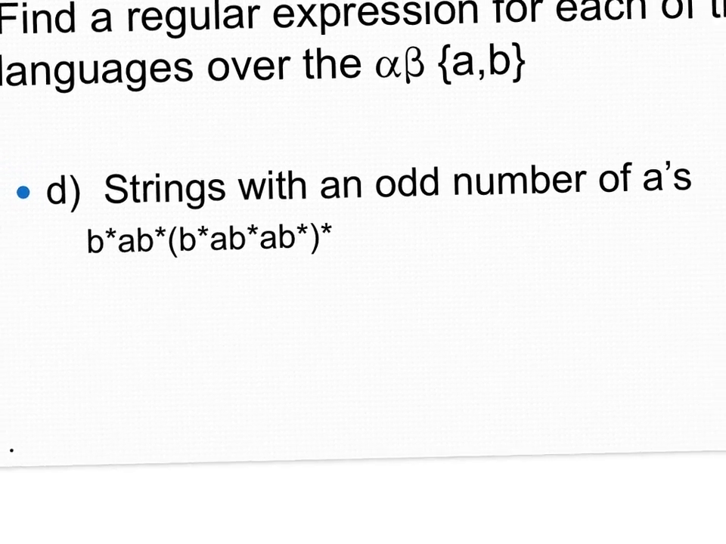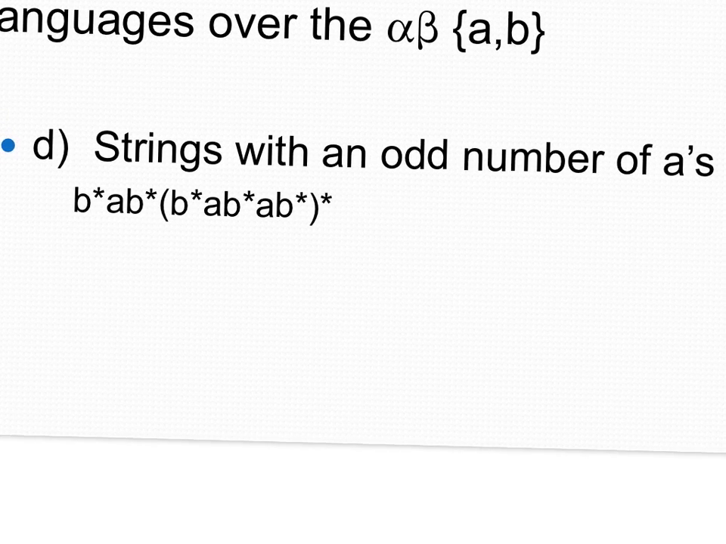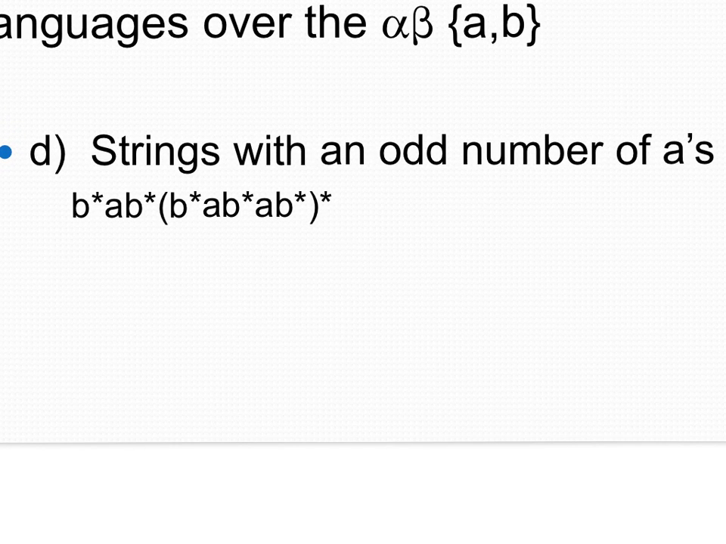Let me expand it a bit so that you can really see what's going on here. Strings with an odd number of A's. So what is this expression telling me? It's saying start out with 0 or more B's, as many B's as you want, right? Because we don't care about the number of B's. Have to have some A's, but we're going to start out with B's. After that, put an A. And after that, as many more B's as you want.